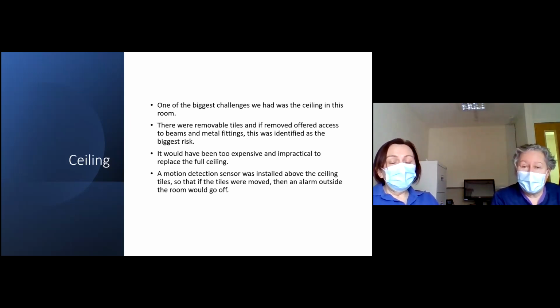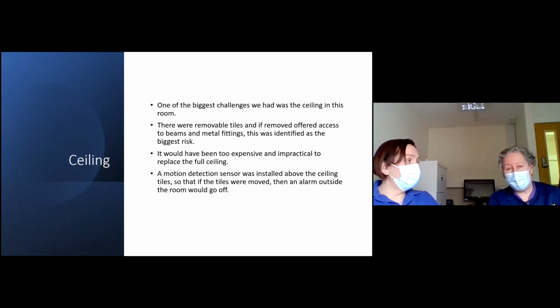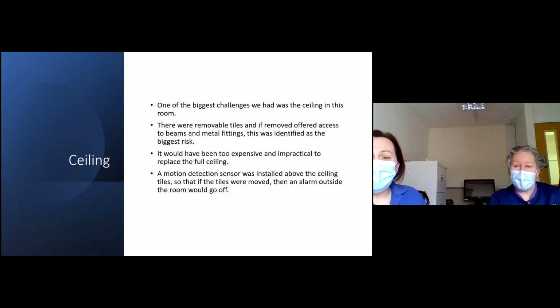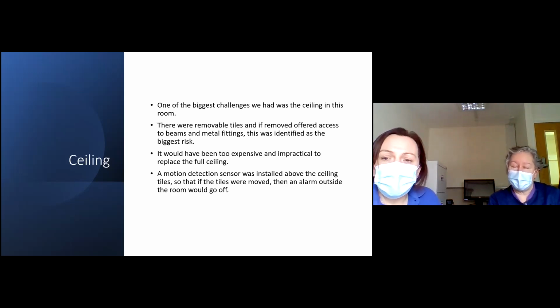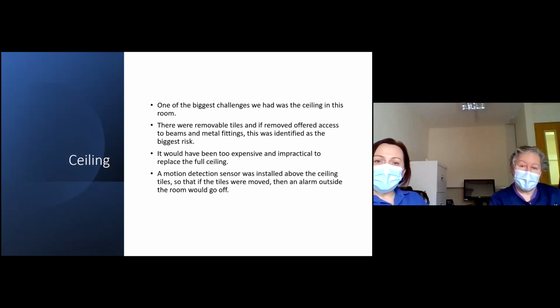And it was probably the biggest piece of work that we had, because there have been issues in the past where ceiling tiles have been removed, not necessarily from that room, and a patient actually got above the ceiling tiles. This was a few years ago. So it's always been quite evident, but that was the biggest piece of work we did in the room.